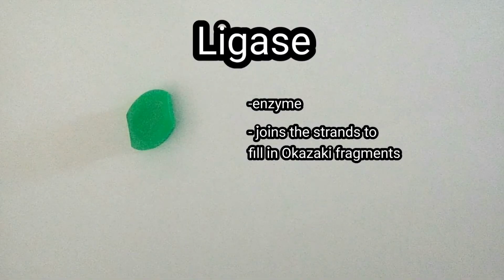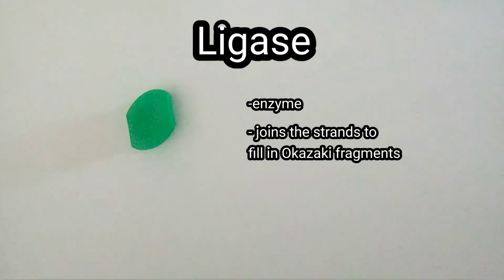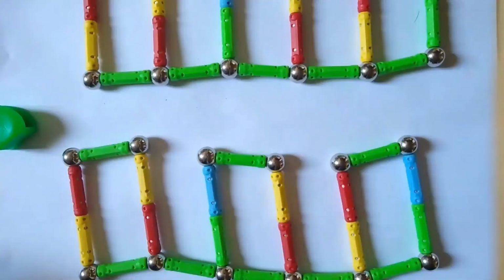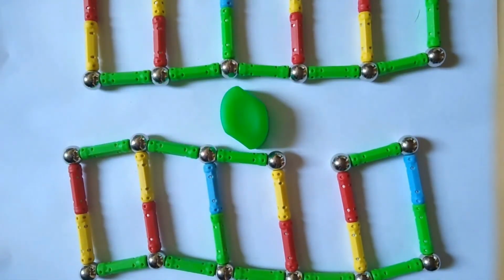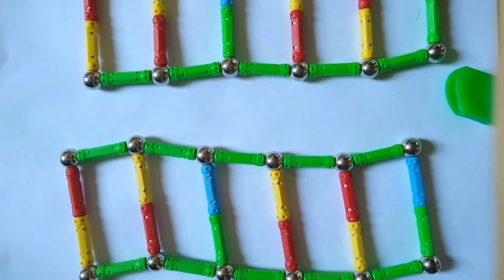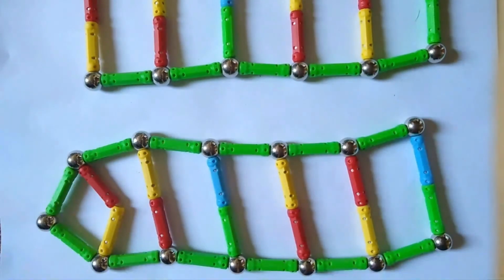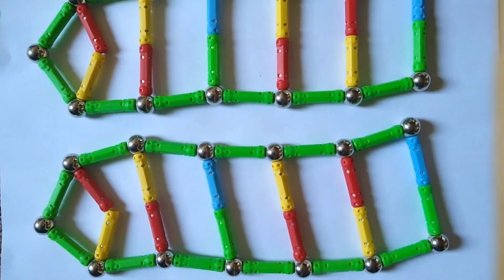To join the pieces together and fill in the gaps, an enzyme called ligase comes in and fills in those gaps so that in the end, you have two identical DNA. The new DNA strands each contain one strand from the original DNA and a new strand created by a DNA polymerase.